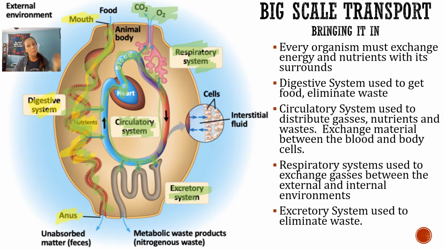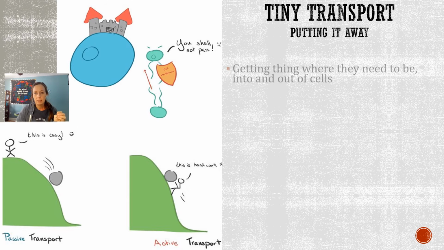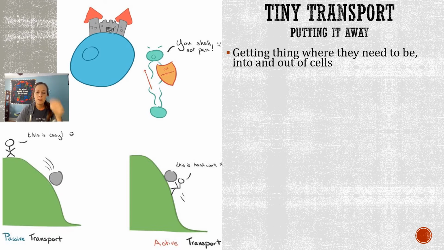Once we bring it in, we go to our next slide. Now we have to put it away. So this is tiny transport. You brought everything in. Now let's put it all away where it goes, okay? And that happens a couple specific ways, okay? So this is getting things where they need to be.